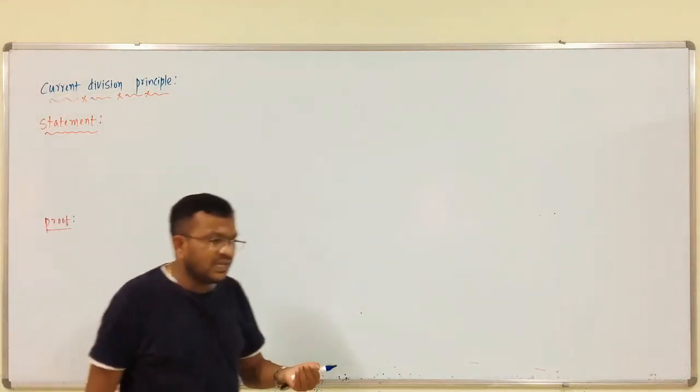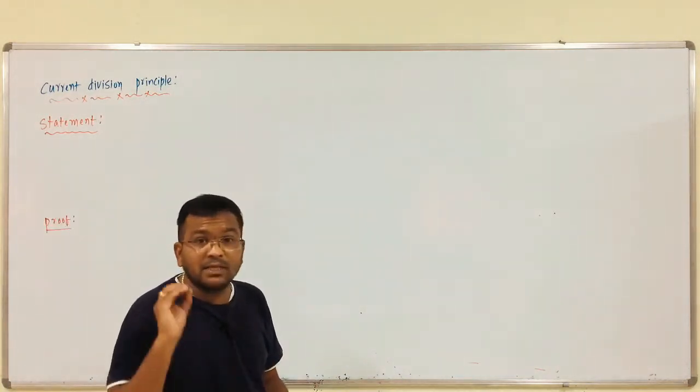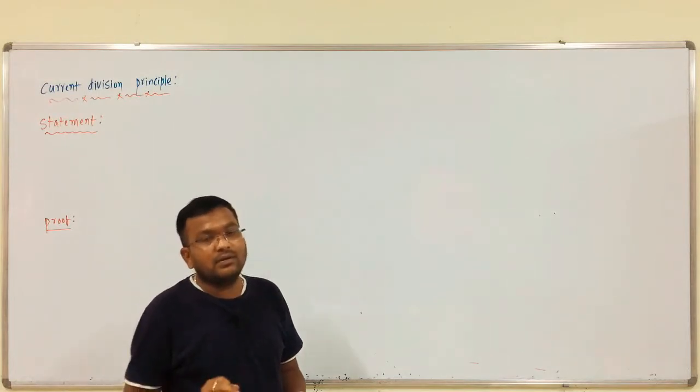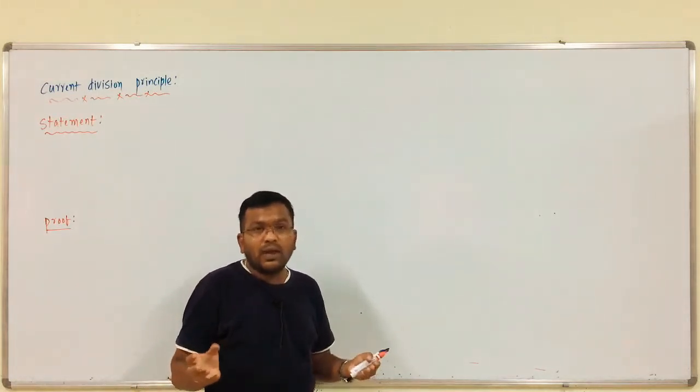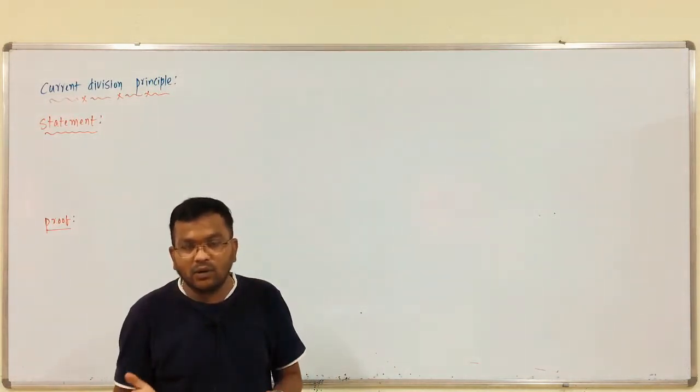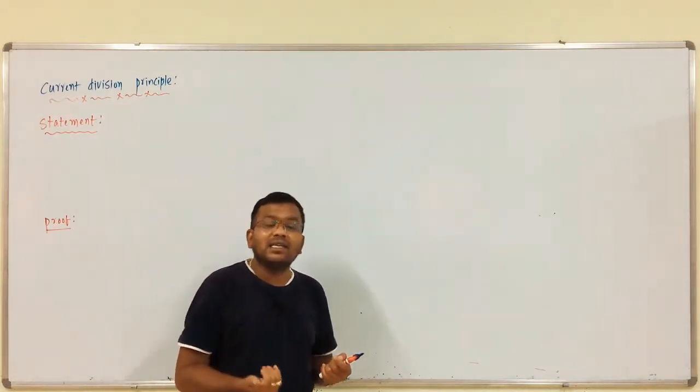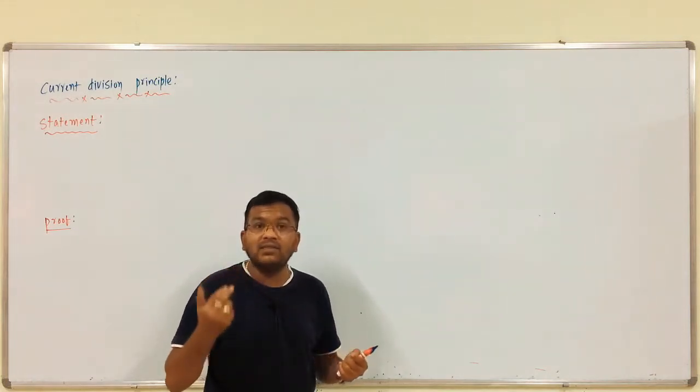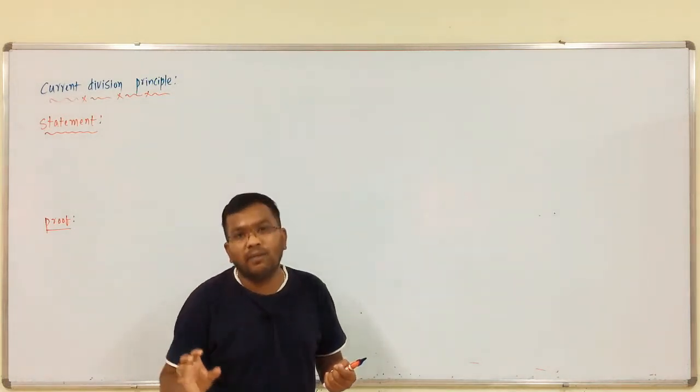So what does the current division principle mean? Current can be split in the circuit. So a parallel circuit acts as a current divider circuit, right? A parallel circuit acts as a current divider circuit as the current division takes place in all branches.